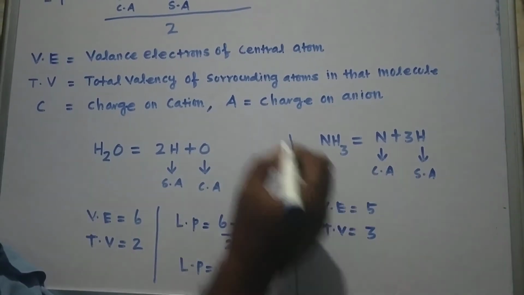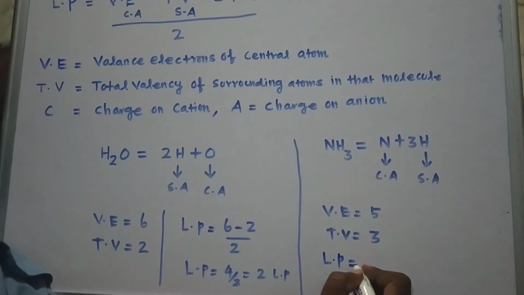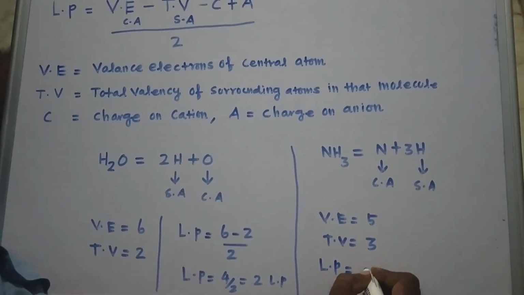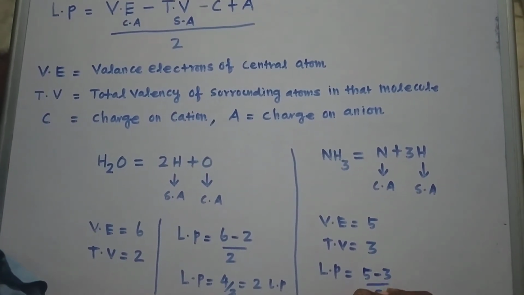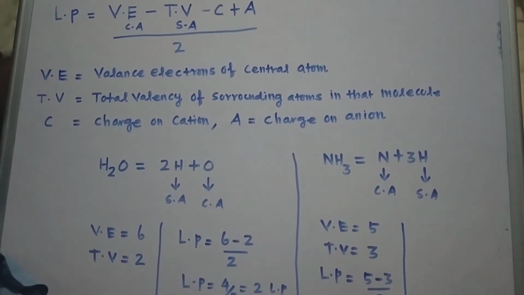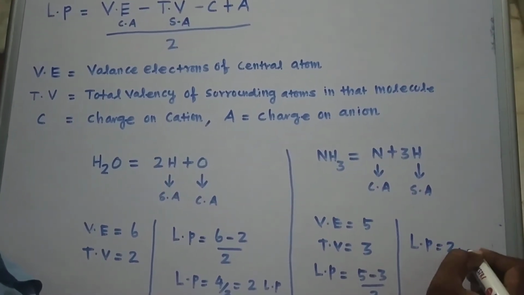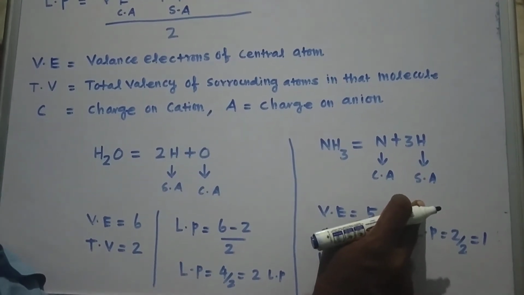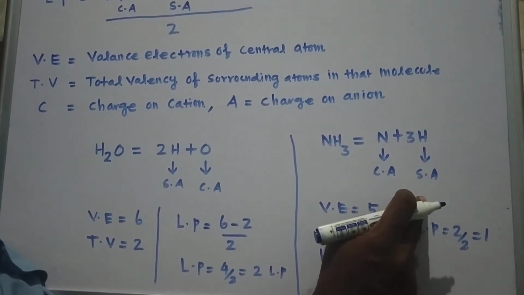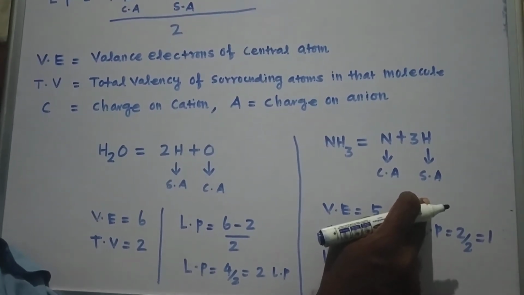Substitute these values in this formula. Then LP is equal to (5 minus 3) divided by 2. Then LP is equal to 2 by 2, equal to 1. Therefore, the ammonia molecule contains 1 lone pair of electrons. Now we are going to see some molecules that contain divalent surrounding atoms.